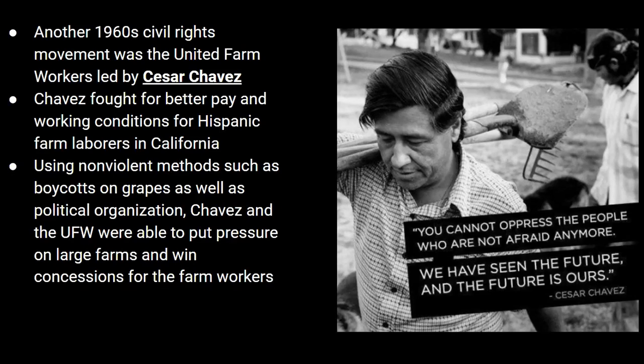Cesar Chavez followed the example of people like Gandhi and Martin Luther King Jr. and used nonviolent protests to try to bring attention to the plight of these farm workers. For example, he organized a large grape boycott on table grapes from California, and it forced these large farms to start listening to the demands of these workers.